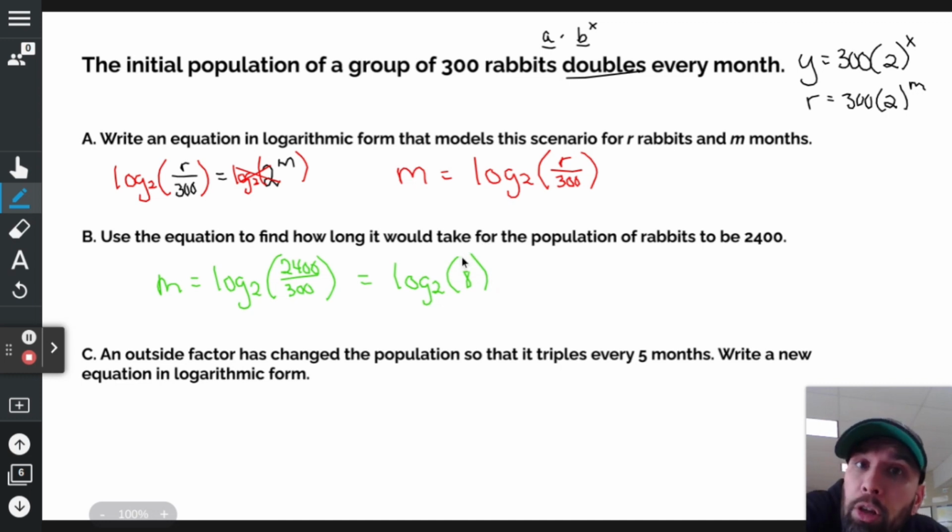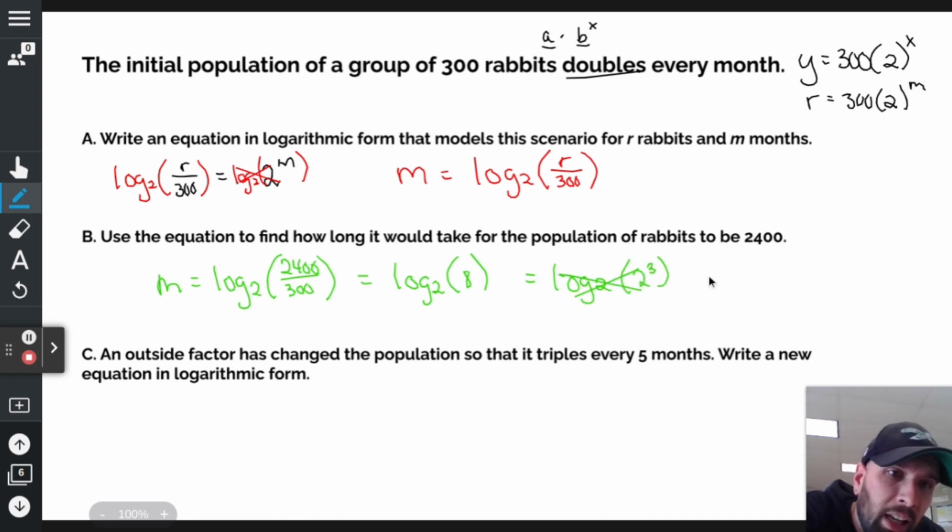8 is 2 to the third power. So I can write this out as log base 2 of 2 to the third power, like so. And log base 2 of 2 to the third power allows these guys to cancel out, giving me just 3. The answer is 3 months. Oh, those rabbits.